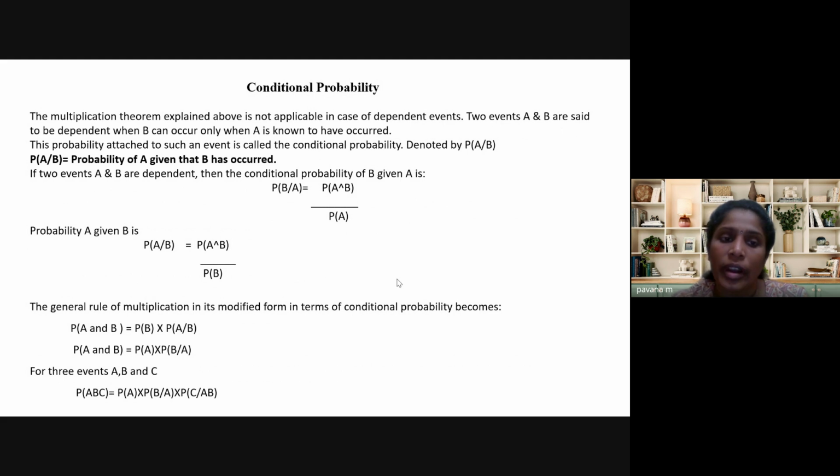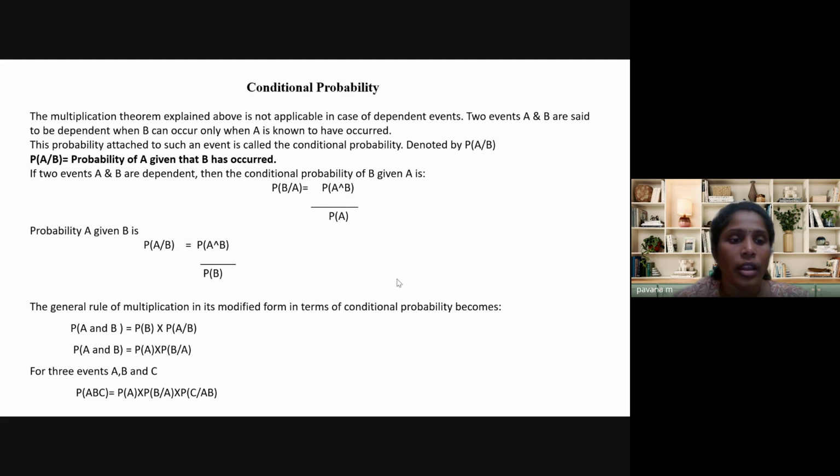Okay, B has already happened. You are taking the probability of A. So what is the impact of B on A? You are estimating the probability of A occurring when B has already happened. That is called P of A by B, which means the probability of A given that B has already occurred.